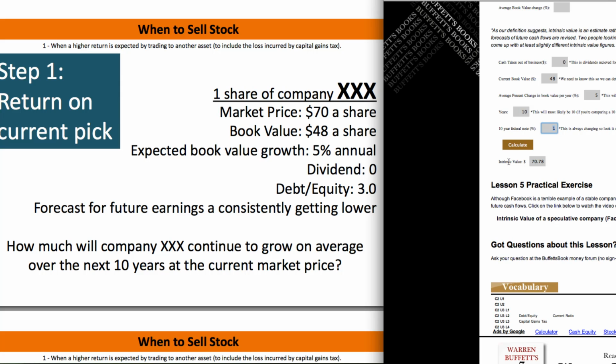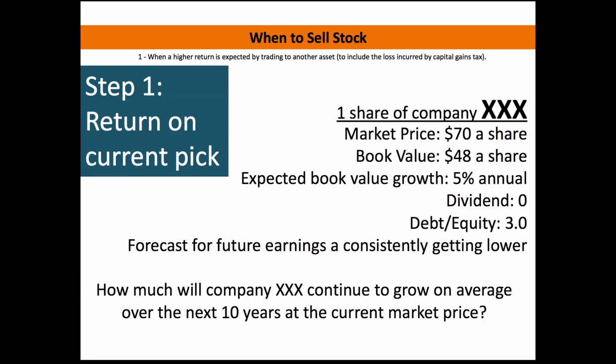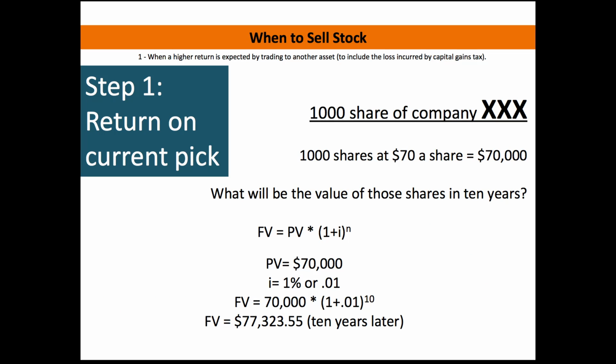That's something you're definitely going to want to try to move out of if you have an asset like that. So to answer our question on the bottom, we're going to make a 1% return annually over the next 10 years. So how much would that 1% turn into with our current investment? We know we have 1,000 shares of company XXX, and 1,000 shares times $70 a share is worth $70,000 right now. So what will be the value of those shares in 10 years?